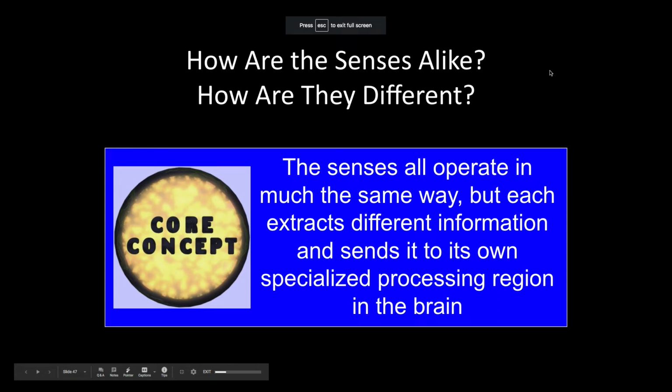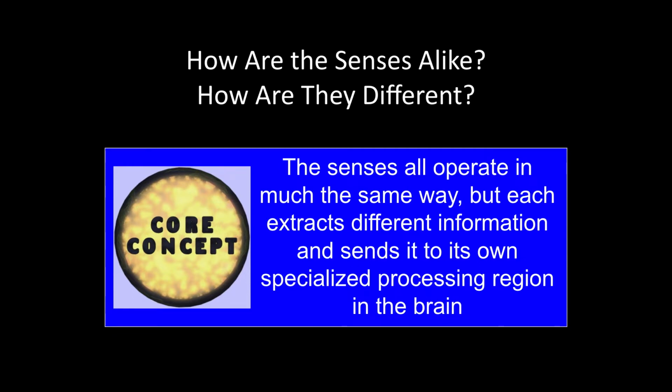We're moving on to the part of the unit where we're going to talk about each of our senses. So we've talked about sensation in general, and now we're going to get a little bit more specific. It's important to understand that all of the senses operate much in the same way. They're taking in some form of energy from our environment. At the sensory receptors, transduction is occurring, where that energy is turned into action potentials.